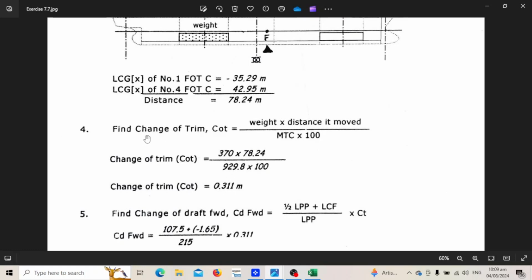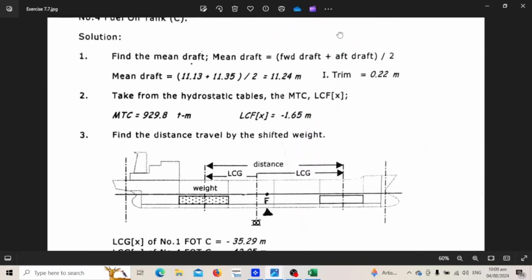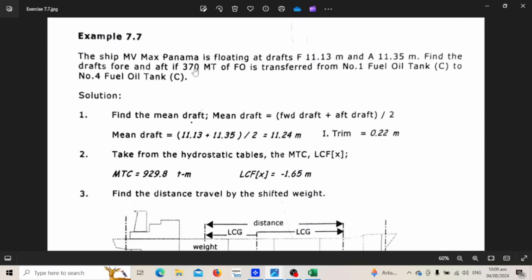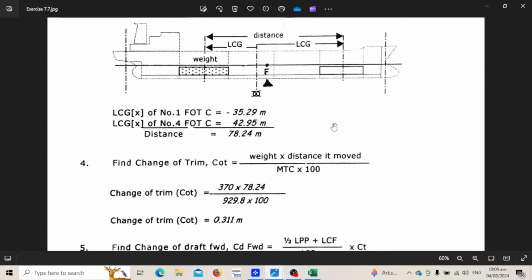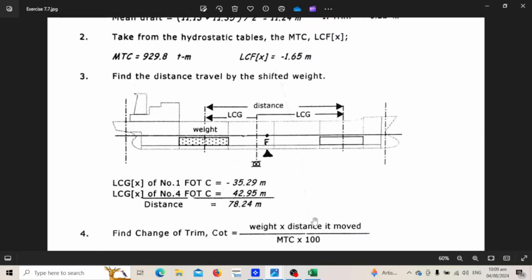So this is the formula for change of trim. Find the change of trim, or COT. You have the weight, which is 370, times your distance it moved. So this is the distance when it moved. So over MTC times 100. Your MTC is 929.8 and your times 100, which is constant.